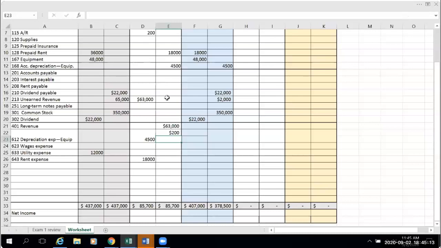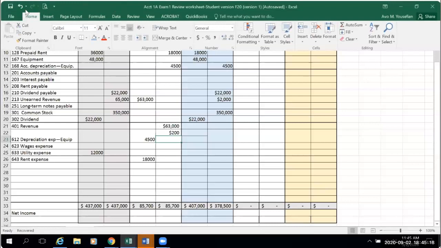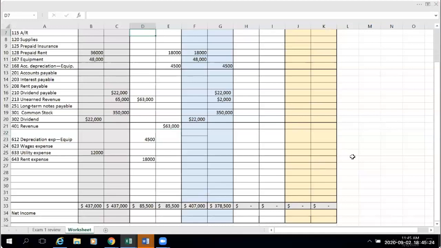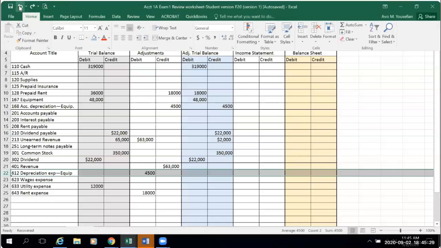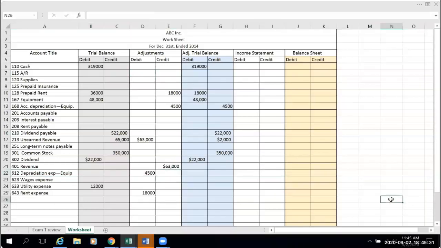But this is not true. I just made an example for you. So let me reverse this, reverse it. Okay, and reverse one more time. There you go. So revenue, nothing changed. So here we go, equals to 63,000, enter. Accumulated depreciation expense is same, debit, nothing changed. So here we equals to that, enter.